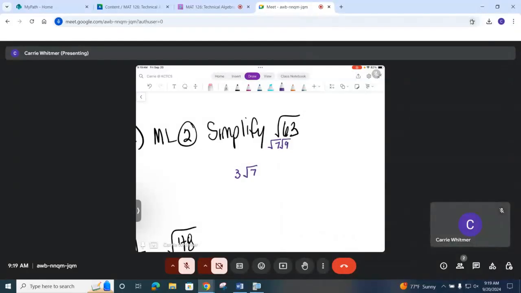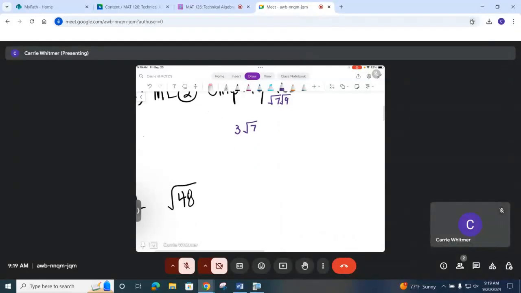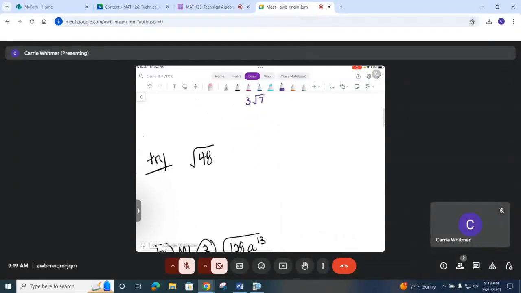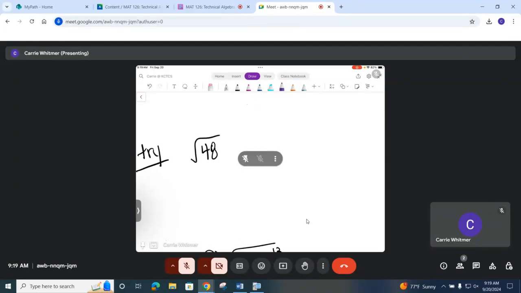Okay, you all try 48. The square root of 48. You want to simplify radical 48. So pause the video, try that one, and then come back when you think you have the answer.